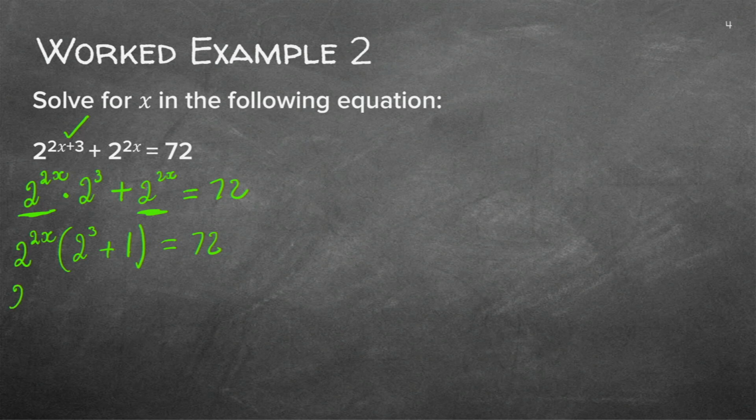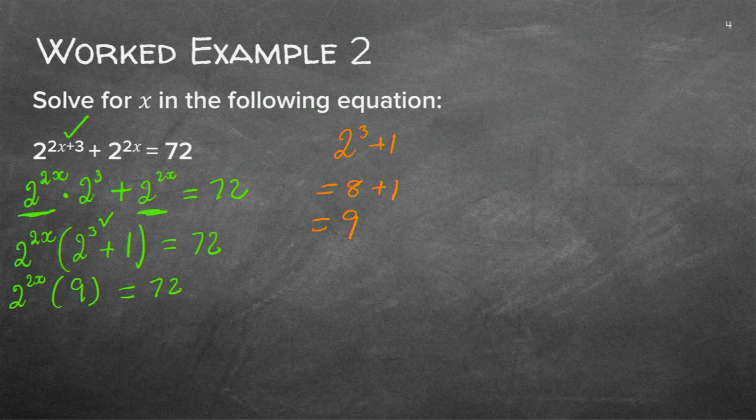Now, if you have 2 to the power of 2x, we need to simplify what we have inside the brackets there. So if I have 2 to the power of 3 plus 1, this becomes 8 plus 1, which is a 9. So if I have 9, now I'll write 9 there, equals 72.